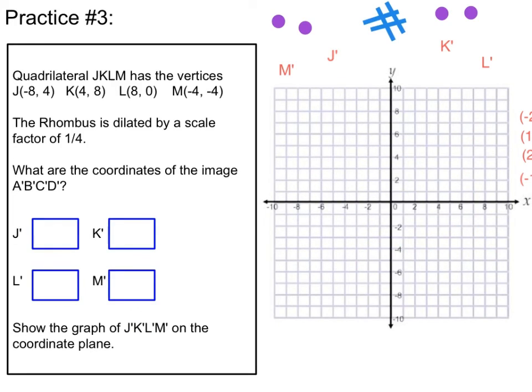Finally, we come to practice number 3, where we're talking about quadrilateral JKLM. It has the vertices listed below. This time the shape is going to be dilated by a scale factor of 1/4. And we're going to list our coordinates below on the coordinate plane and list down our vertices. So I want you to go ahead and pause the video now, try that one on your own, then press play again to see if you are right.